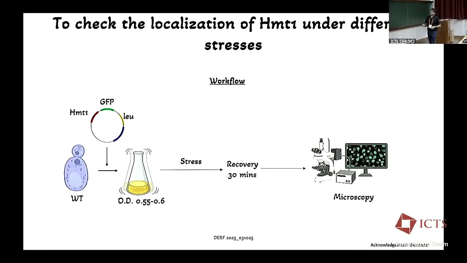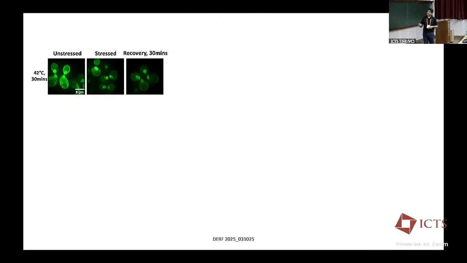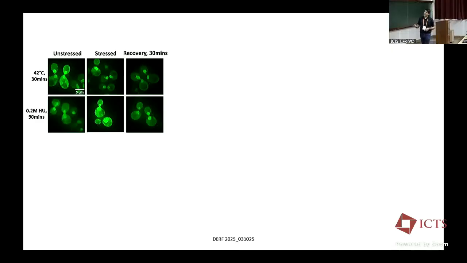So what she did was she expressed HMT1 from a plasmid in a wild type yeast, exposed it to different kinds of stresses, let those cells undergo recovery, and looked at both the stressed cells and the recovered cells under the microscope. This is how unstressed cells look. You can see it's predominantly nuclear, but there is also some cytoplasmic signal. Under heat stress, there is pretty much no difference in the localization of the protein. She looked at hydroxyurea, again, pretty much nuclear localization along with the cytoplasmic localization, which was visible in unstressed cells.